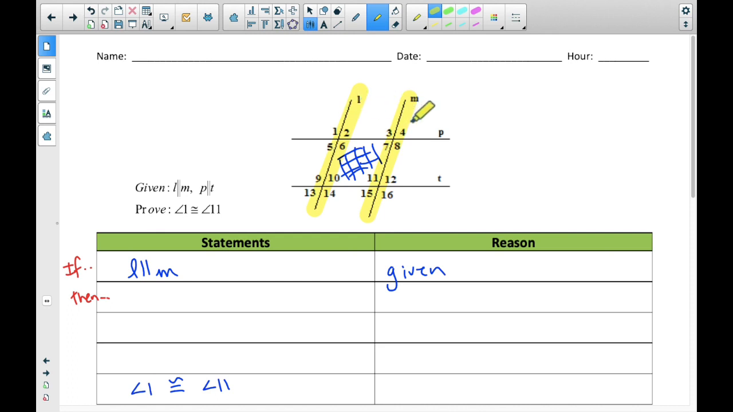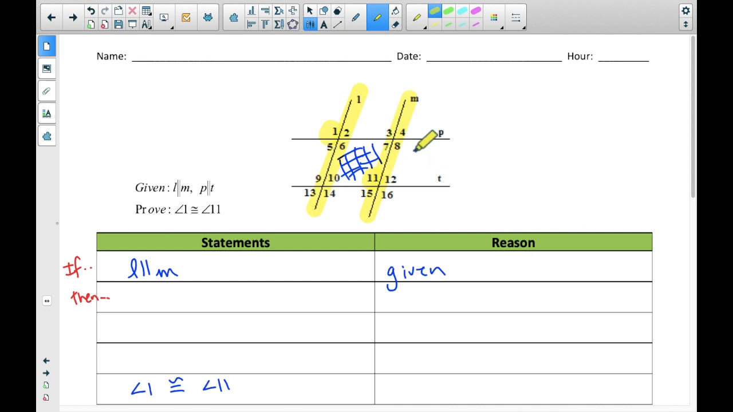So we're just talking about L and M, and we need to somehow prove that angle 1 is congruent to angle 11. And that one's all the way over here.